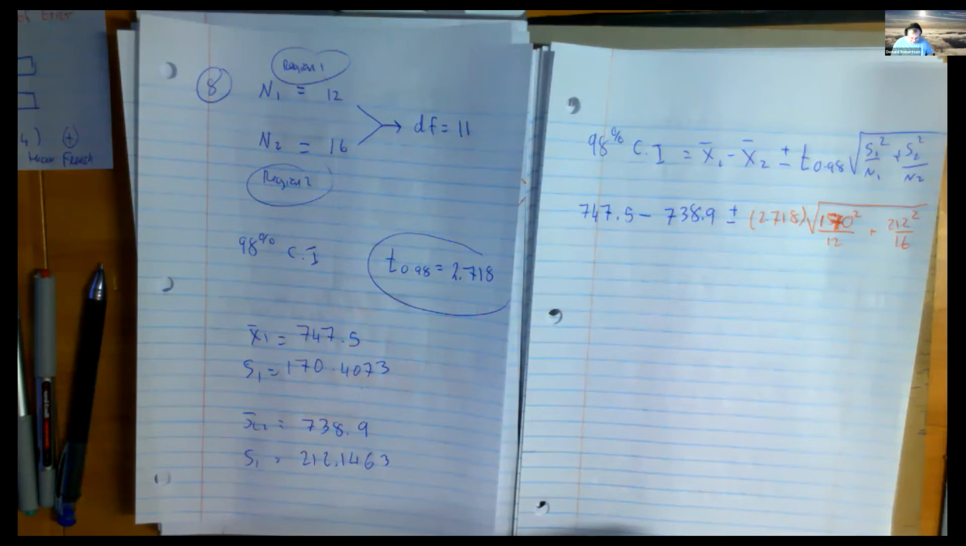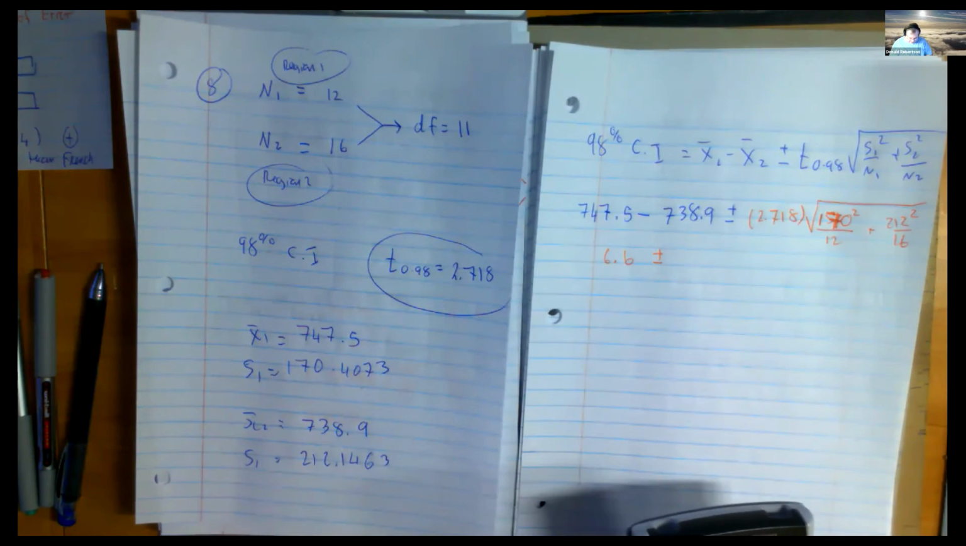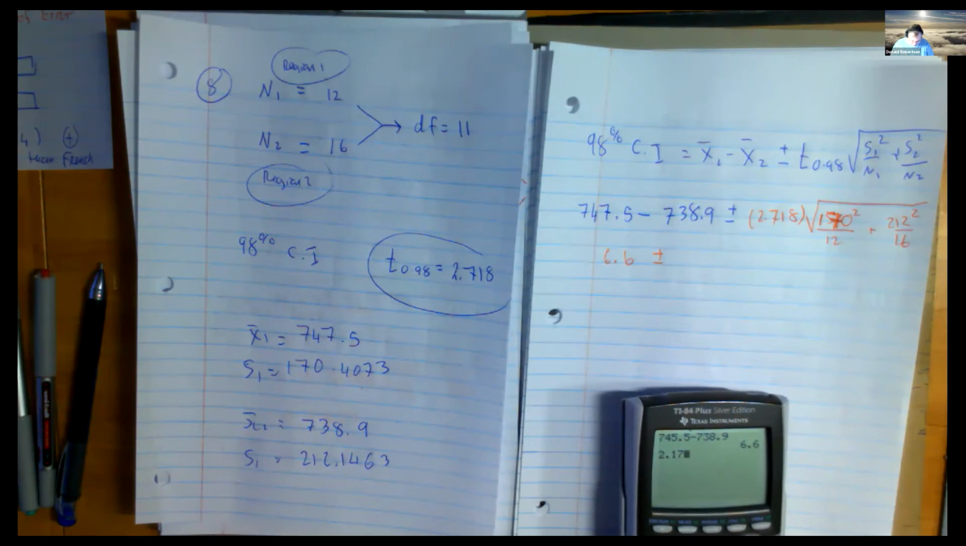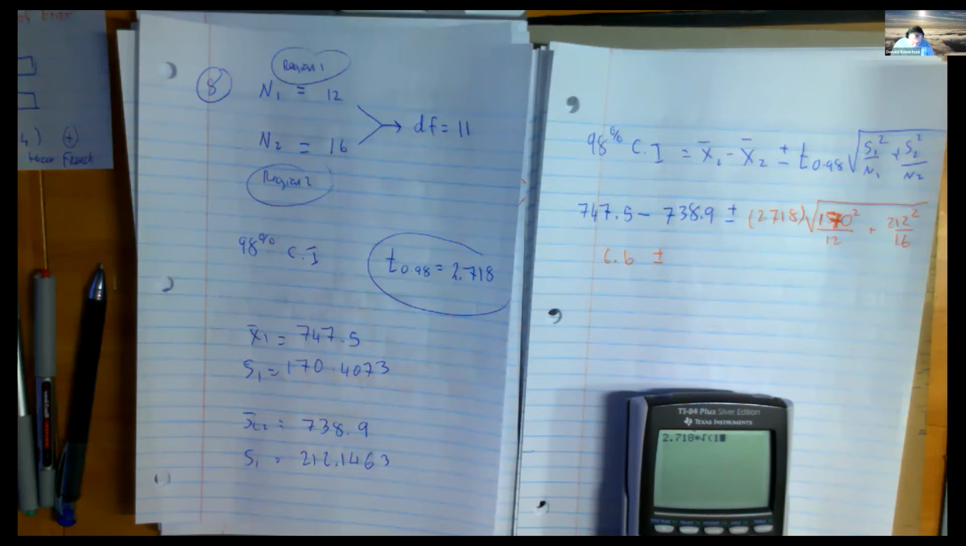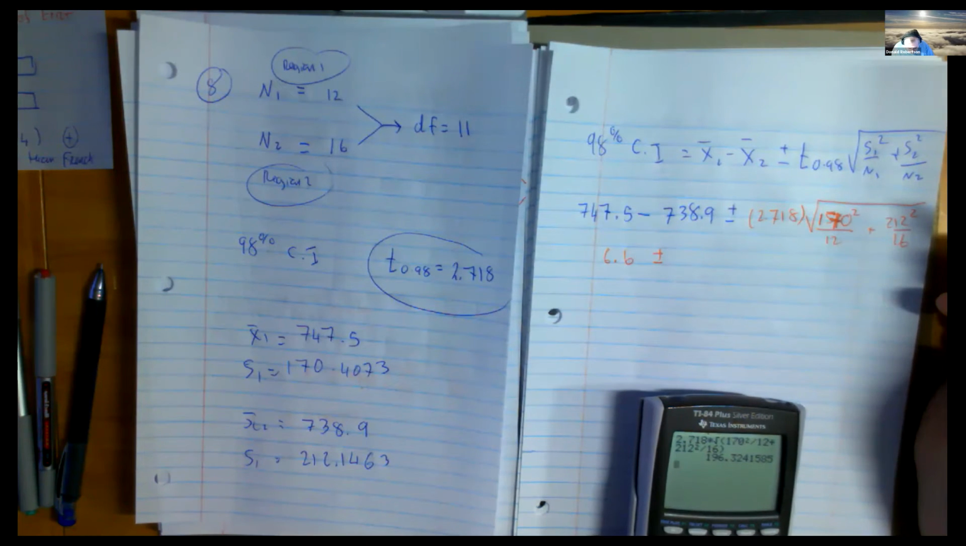So if you take the first guy and subtract the second guy, 745.5, take away 738.9, you get the answer 6.6, give or take 2.718 times the square root of 170 squared divided by 12, add 212 squared divided by 16. And the answer is E.